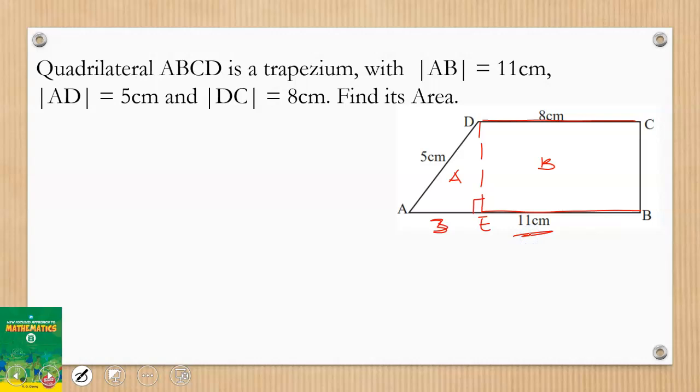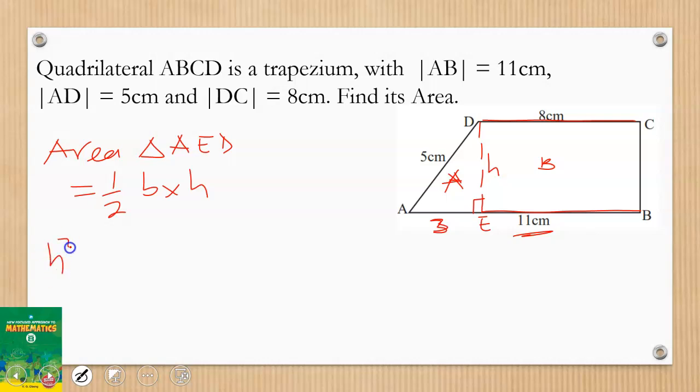So for us to find the area of area A here, of course, we need to use the formula half base times height. So area of triangle AED will be equal to half base times height. And we need to know the height. The height here was not given in the question. But we can use Pythagoras theorem to do that.